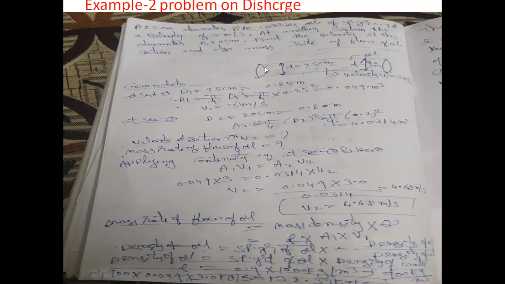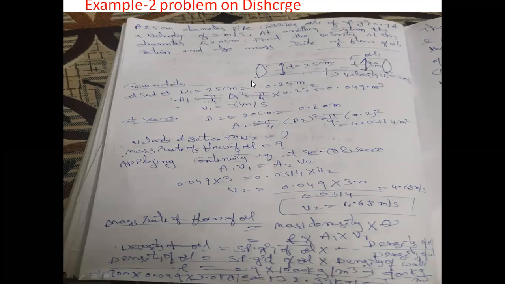Here in the problem, we are given one pipe with oil flowing in it. At section 1, the diameter is 25 centimeters. At section 2, the diameter is 20 centimeters. Velocity at section 1, V1, is 3 meters per second. Find the velocity at section 2 and the mass rate of flow of the oil. How much oil will flow per second in the pipe, that also you need to find out.